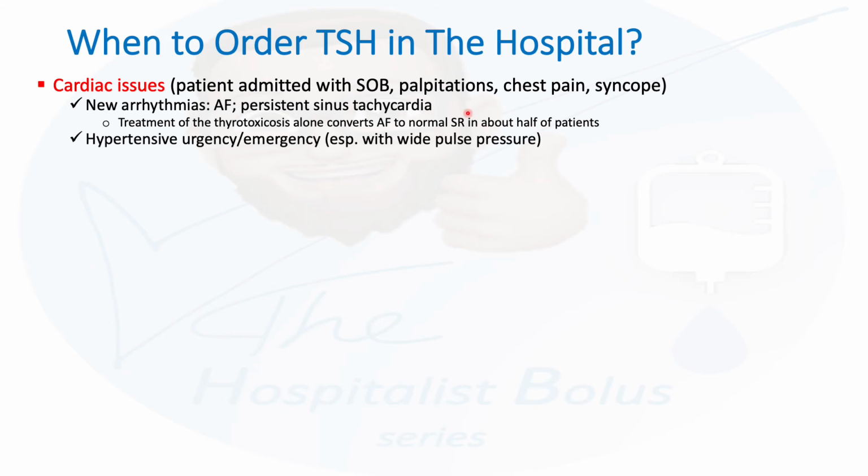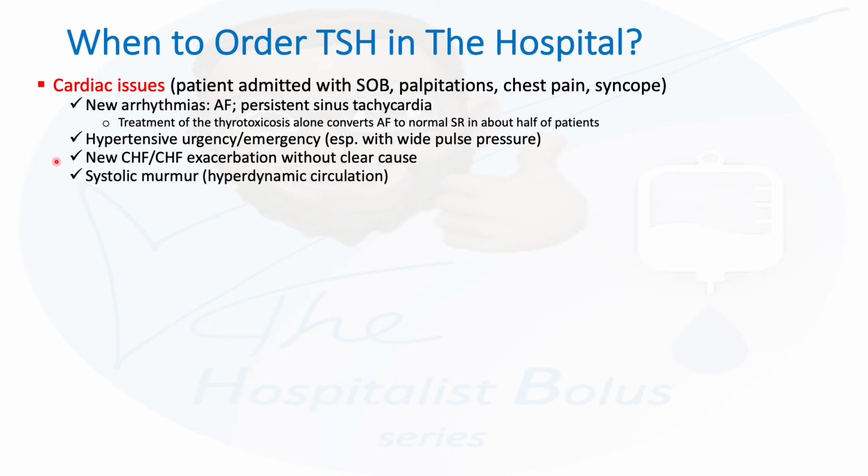Also, a patient with abnormal blood pressure, hypertensive emergency or urgency, especially with wide pulse pressure, which can happen mostly with hyperthyroidism, but hypothyroidism also can affect the blood pressure, especially the diastolic blood pressure. Patients with new CHF or CHF exacerbations, especially if there is no clear cause. Most of the time, ischemic heart disease is a common cause, or poor compliance with medications or diet are more common causes of exacerbation, but sometimes a new onset of thyroid dysfunction can also precipitate heart failure in these patients, or even cause new onset of high output cardiac failure in some patients.